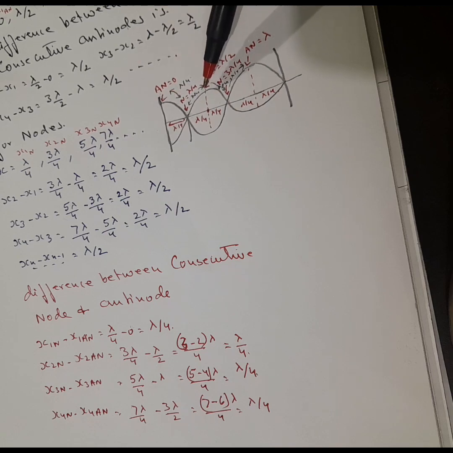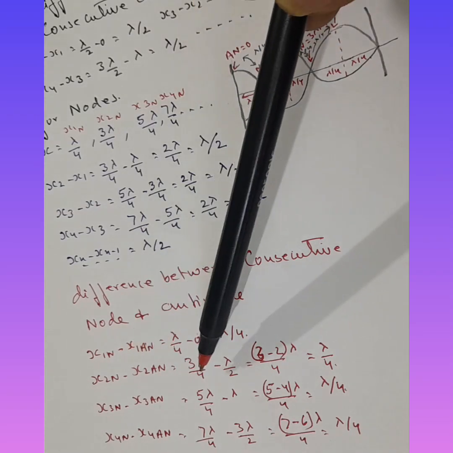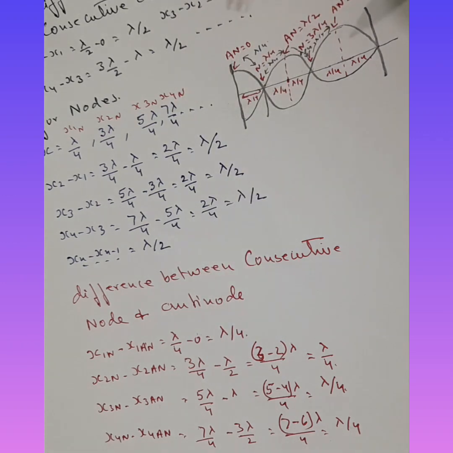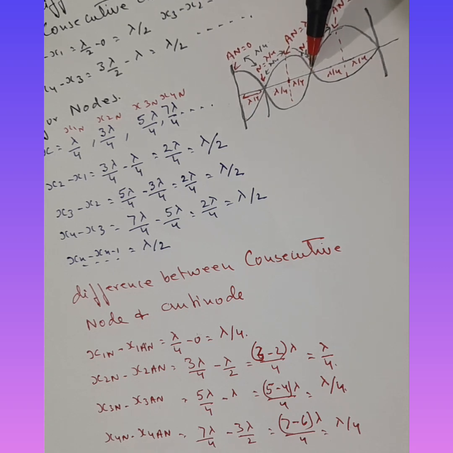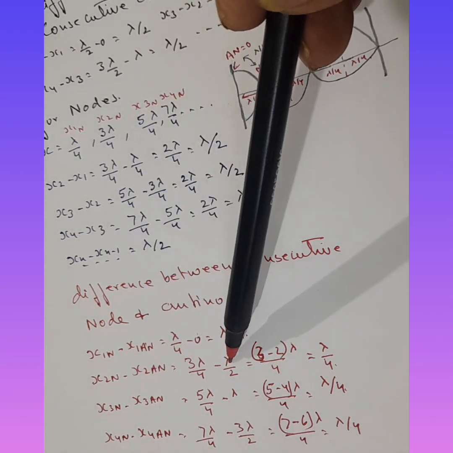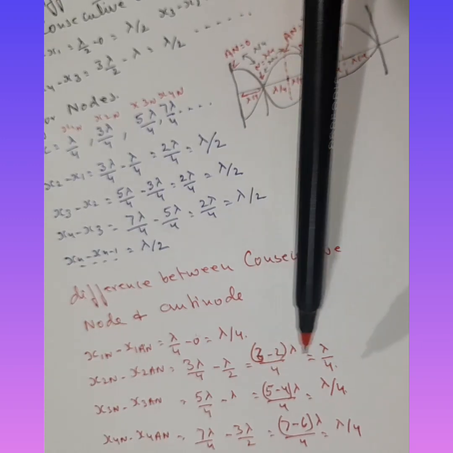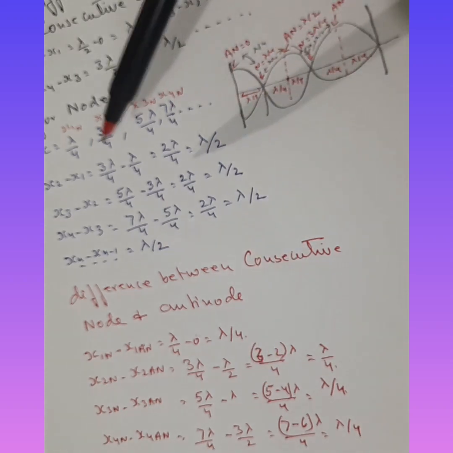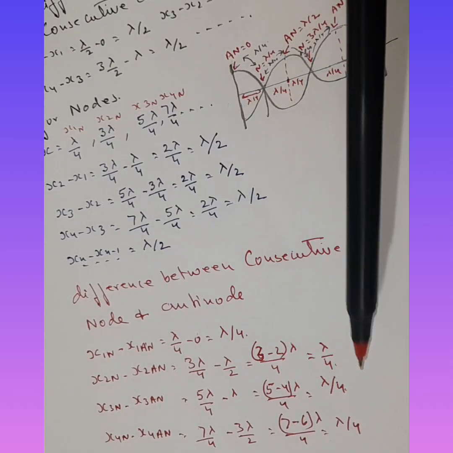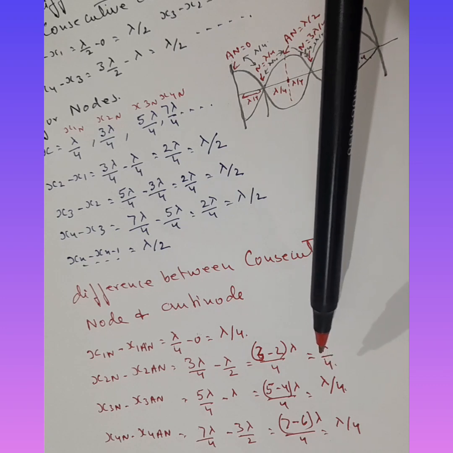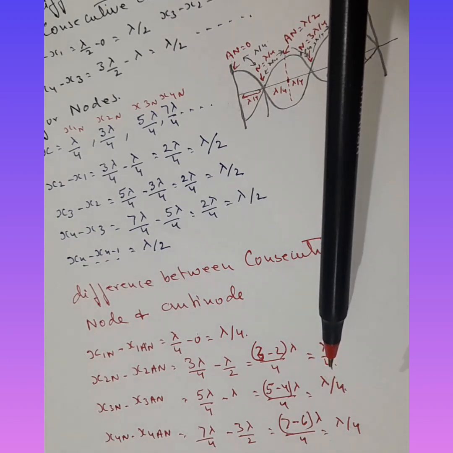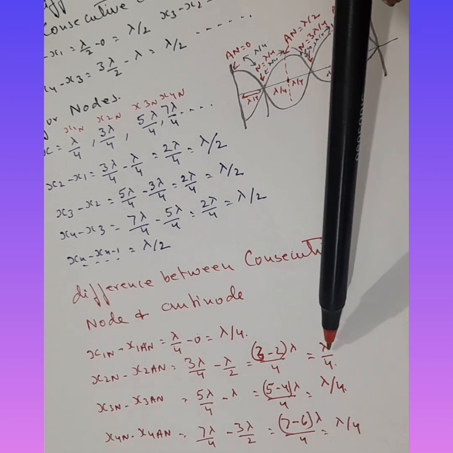Again, let's check out here. In this case, it is 3 lambda by 4 minus lambda by 2. So it would be 3 minus 2 upon 4 lambda, that is lambda by 4. Similarly, if we calculate the differences between consecutive nodes and antinodes, we would find that the difference between a node and a consecutive antinode would be lambda by 4.